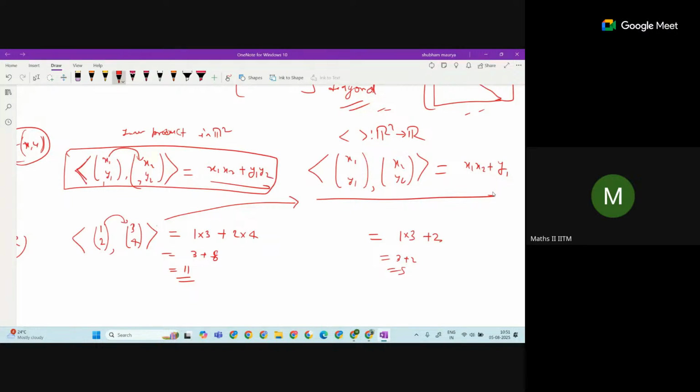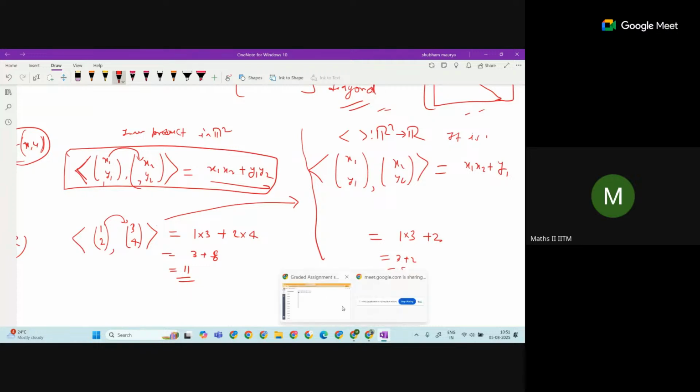So inner product is nothing but a function, from a vector space to a scalar. From a vector space to a scalar. Okay. But this is not an inner product. In this case it is not an inner product, but this is a function I am saying. I am defining the function like this.